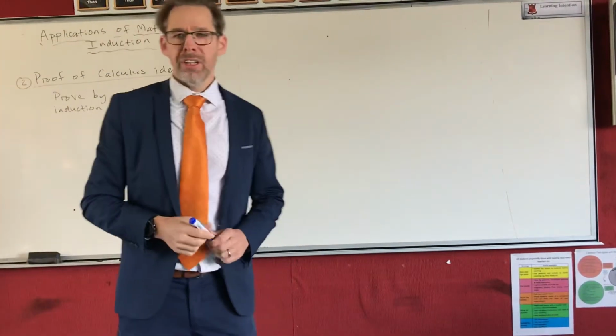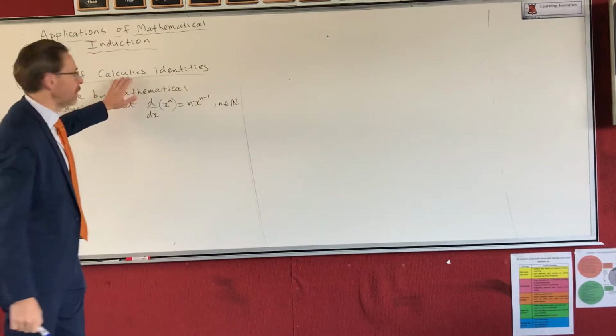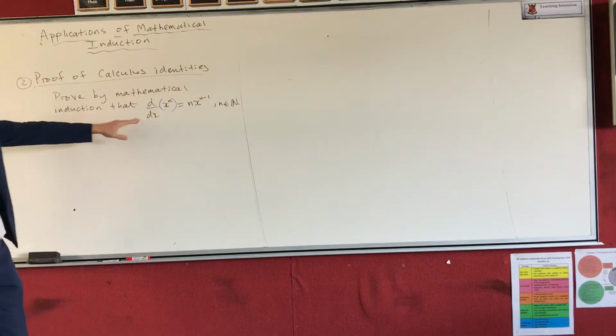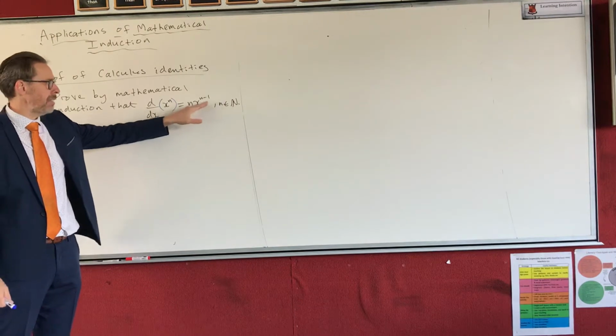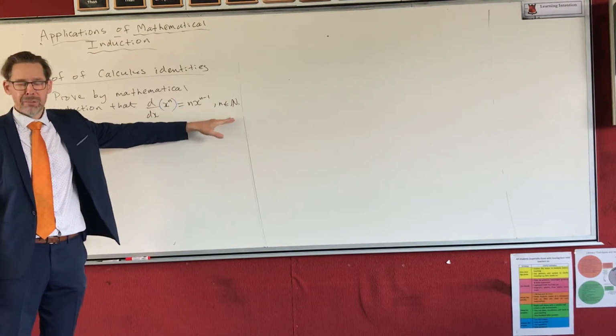Now let's have a look at a second example. This one involves a proof of the calculus identity using mathematical induction. We're going to prove that the derivative of x to the n is n x to the n minus 1, where n is an element of the natural numbers.